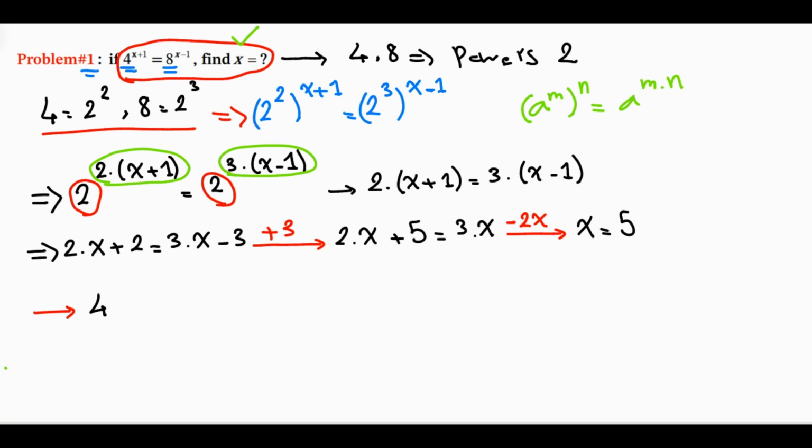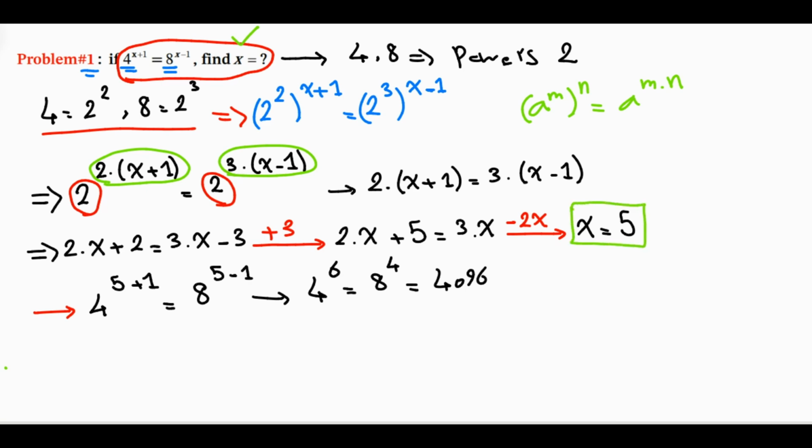Let's check it out and plug it back into the original equation. 4 to the power of 5 plus 1 equals 8 to the power of 5 minus 1. So 4 to the power of 6 equals 8 to the power of 4. Both sides come out to 4096. So x equals 5.